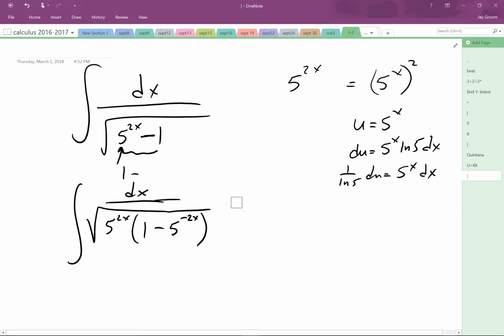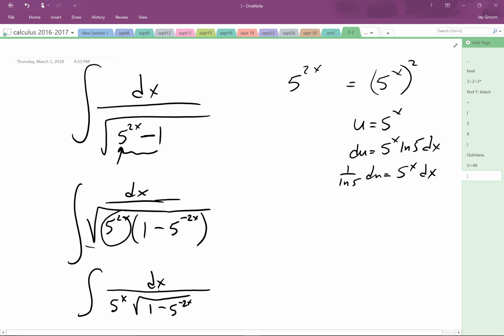Is that cool? Can you see that? Now, if I pull this outside of the square root, what am I going to get? Well, I'm going to get a 5 to the x square root of 1 minus 5 to the negative 2x dx.